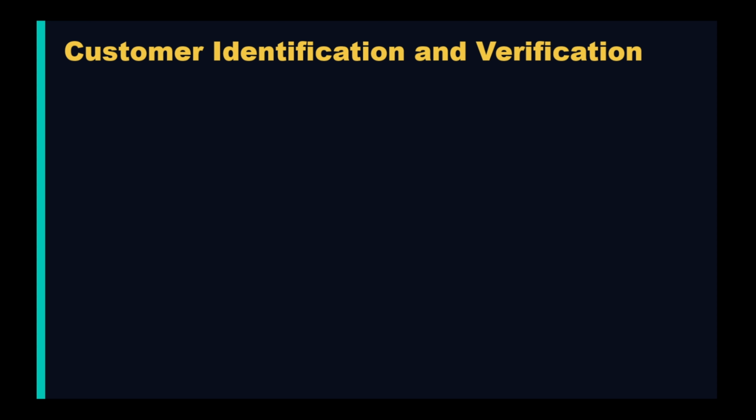The first step in every customer due diligence process is identification and verification. There are 2 distinct obligations and the distinction matters. Identification means obtaining the information. Verification means confirming that the information is accurate using reliable, independent sources. You cannot verify without first identifying, but identification alone is never sufficient.